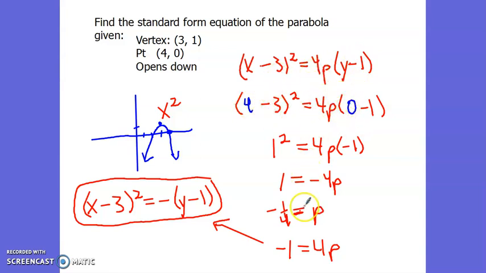I did a little bit of solving. We came out to a negative 1/4 for p. Again, we want to have 4p though, so multiply the right by 4, multiply the left by 4, and basically your 4p value should be a negative 1 in your equation. So your answer is over here at the left.